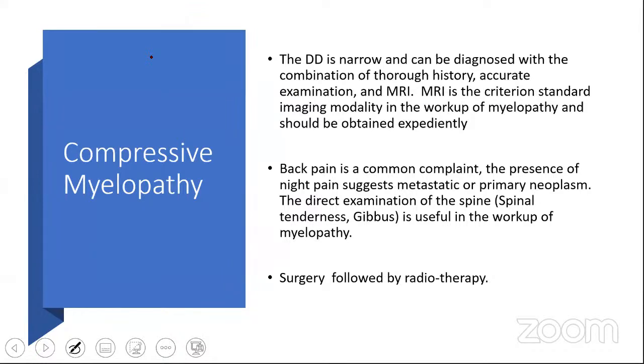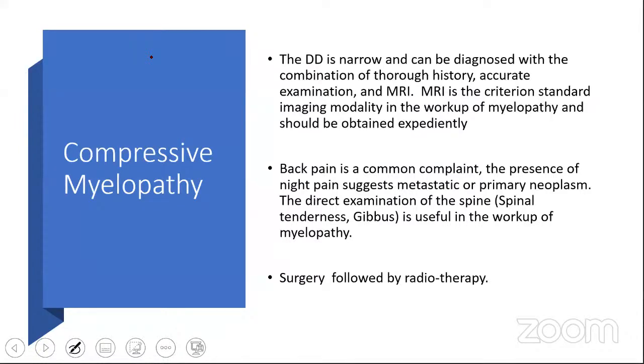So the differential diagnosis is narrow and can be diagnosed with the combination of a thorough history, accurate examination, and MRI. MRI is the criterion standard imaging modality in the workup of myelopathy and should be obtained expeditiously and very fast. The back pain is a common complaint. And one point you should understand is the presence of night pain suggests metastatic or primary neoplasm. The direct examination of the spine, spinal tenderness, and gibbus is useful in the workup of myelopathy. The spinal pain is not relieved by rest. It is present throughout the day, unlike the degenerative pain, which is more in the evening.